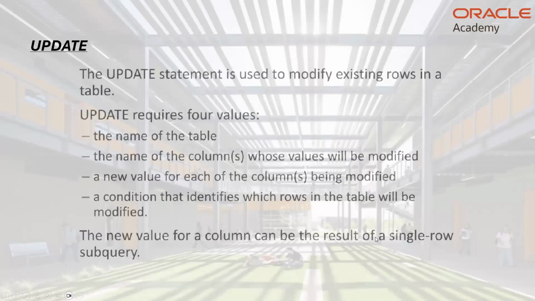All right. So the update statement is basically used to modify existing rows, and it requires four values: the table, the name of the column or columns that are going to be modified, the new value of the column, and a condition that identifies which rows in the table. That last bullet point is so important.